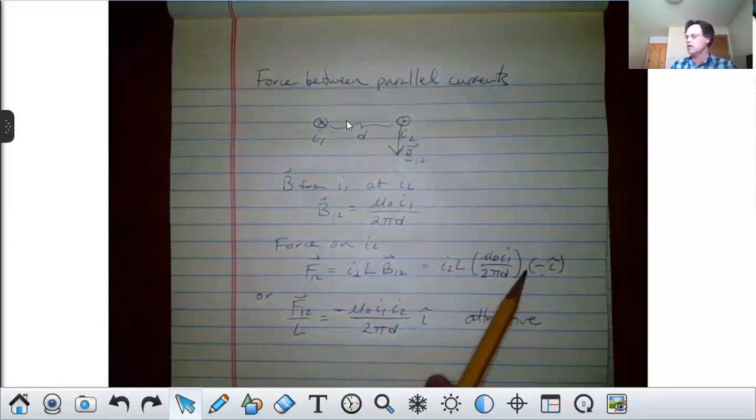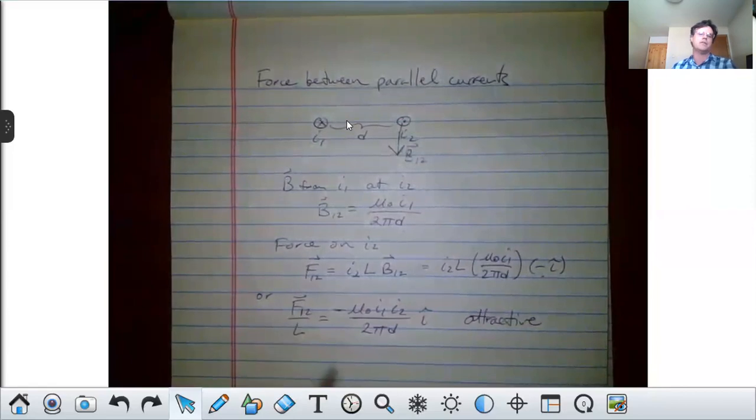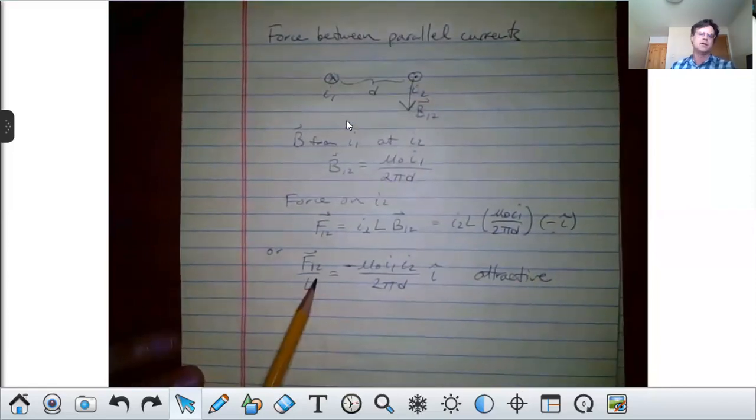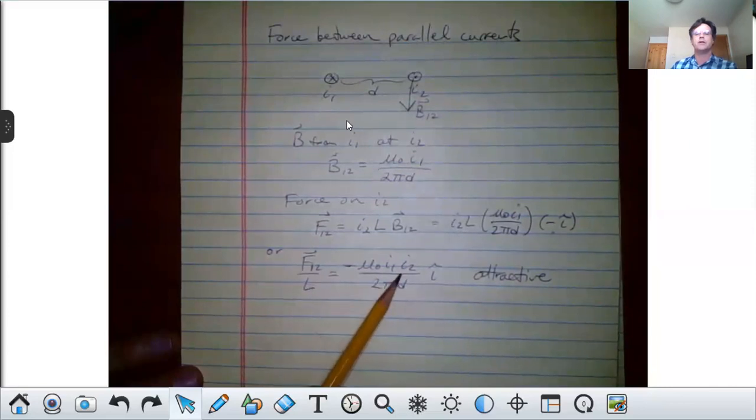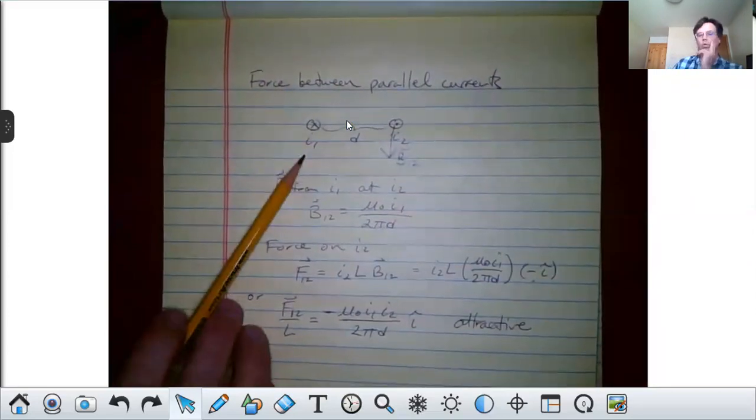So just combining these and dividing by the length, I can actually talk about the force per unit length on current 2. I get this expression: negative u0 I1 times I2 over 2 pi d. Now the negative again just tells me it's to the left. Now what about current 1?